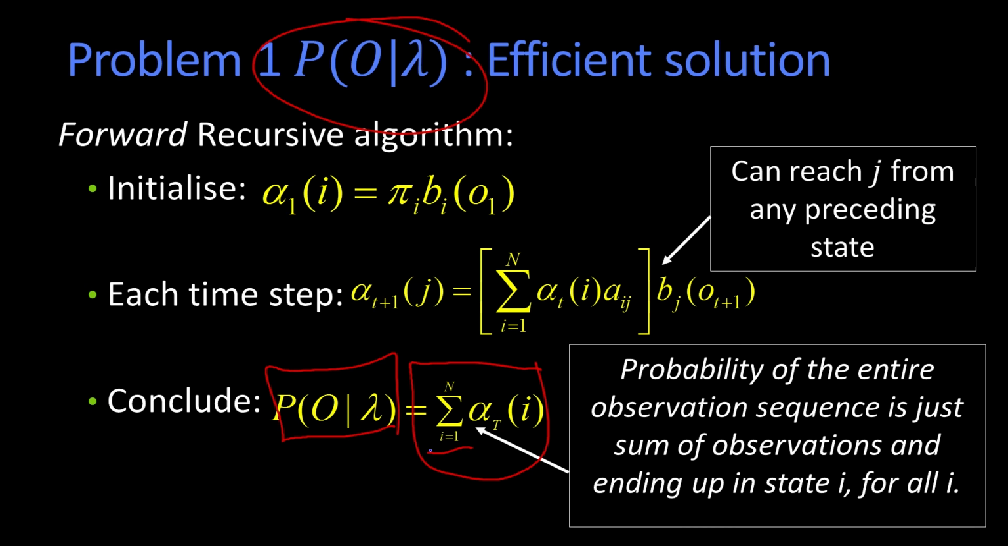So you recursively solve that problem. Remember before it was n to the T, which is a really, really awful number. The complexity of this is just n squared T, okay, through the recursion. Each time step you have n squared things you have to look at, you do it T times, and so it's n squared T. And for any reasonable numbers, n squared T is way, way less than n to the T. All right. So that's the efficient solution using the forward algorithm, and it allows us to solve that first problem.